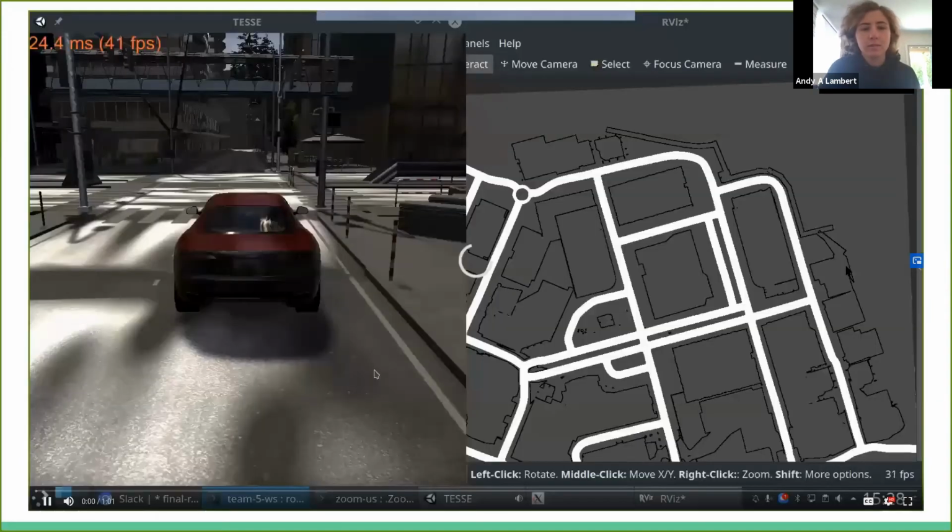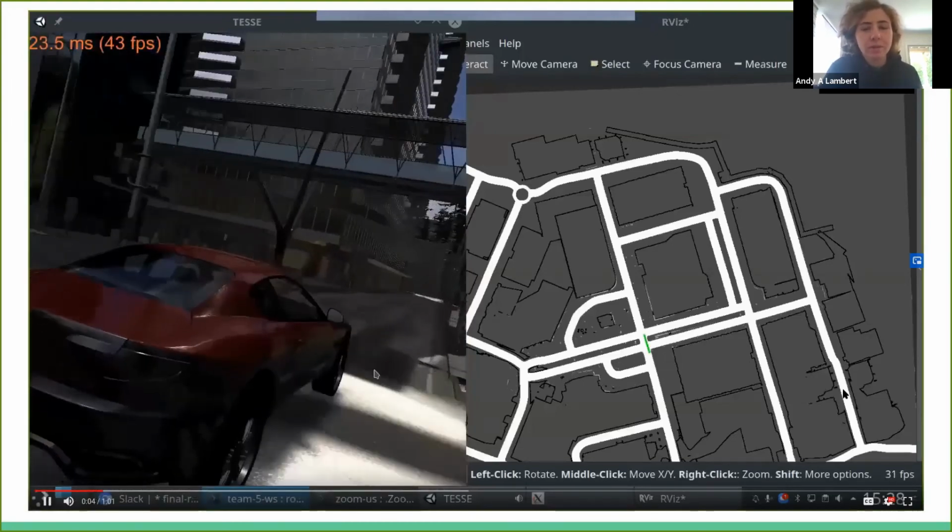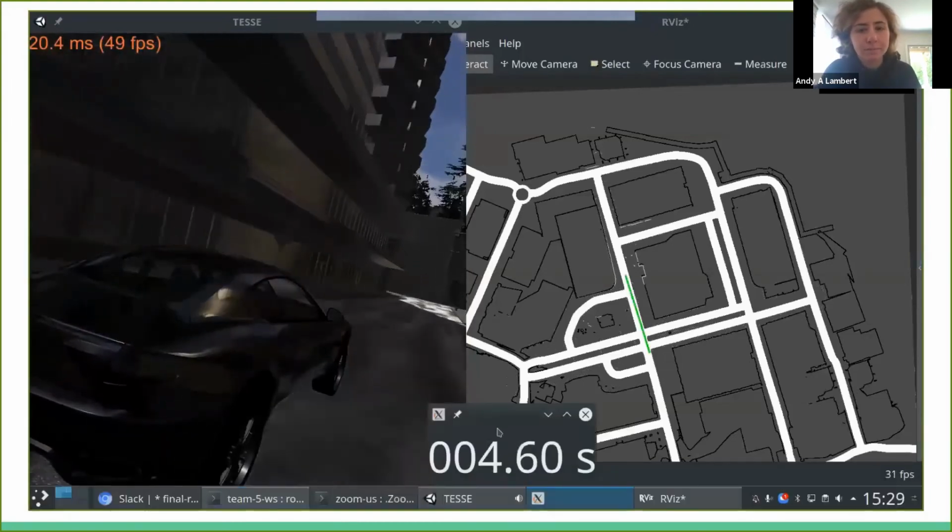So here is our final result. This was our final attempt at the race. The robot ramps up and it's going as fast as it can along the first straightaway.